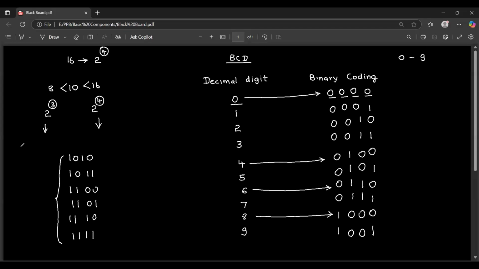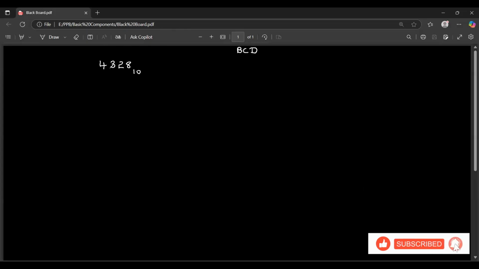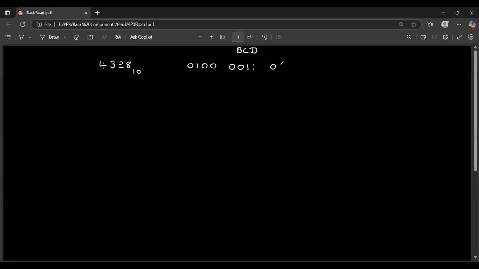Perfect. Now we are going to do an example question. Let's say we have to represent 4328 to the base 10. In binary coded decimal, you have to keep in mind, this is not binary. This is binary coded decimal. So what is the code for 4? It will be 0100. For 3, it will be 0011. For 2, it will be 0010. And for 8, it will be 1000. This is how you represent binary coded decimal. Can you put 2 here? No, because this is not a binary number. This is binary coded decimal. This is a code. You can't put 2 here.